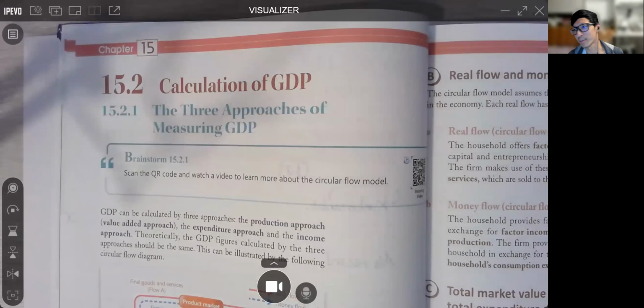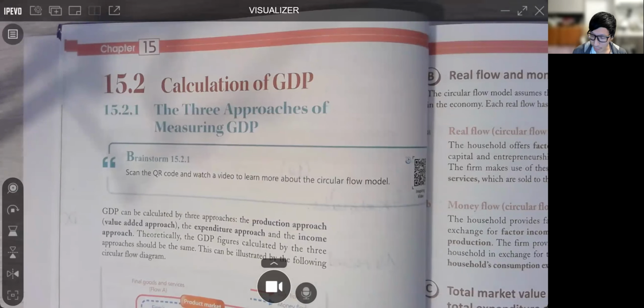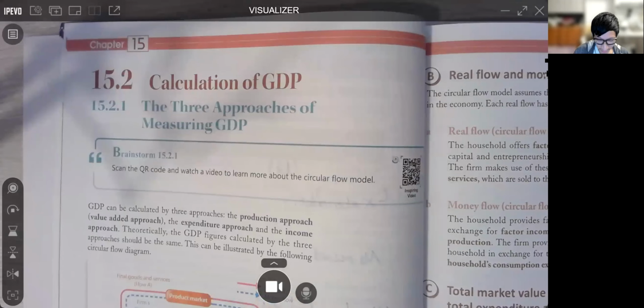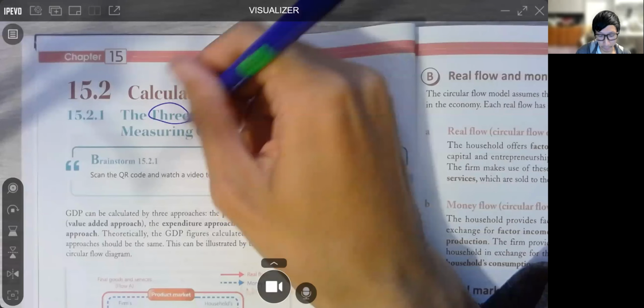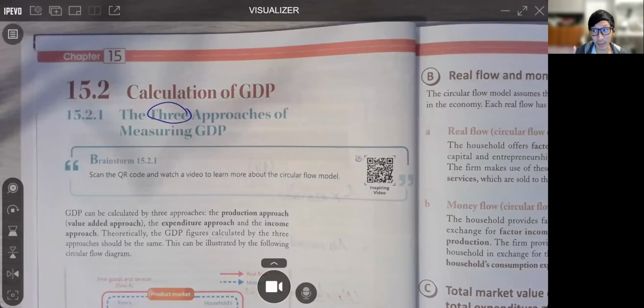Okay, so for the coming 4 videos, we're going to talk about the calculation of GDP. Now, you're asking why it would take 4 videos, right? Because there are actually 3 approaches. From the textbook, page 6, you will see that there are actually 3 approaches to calculate GDP.